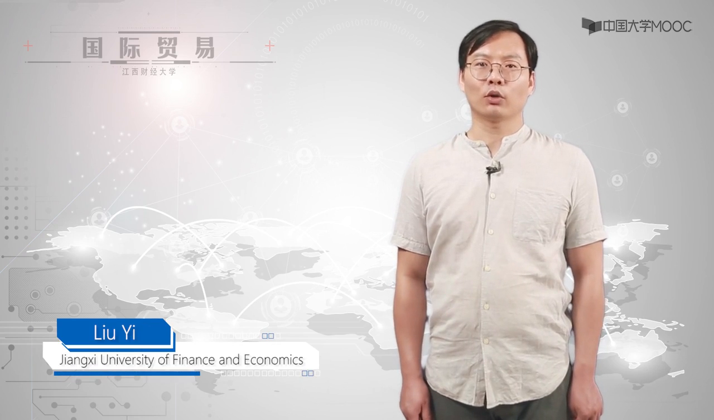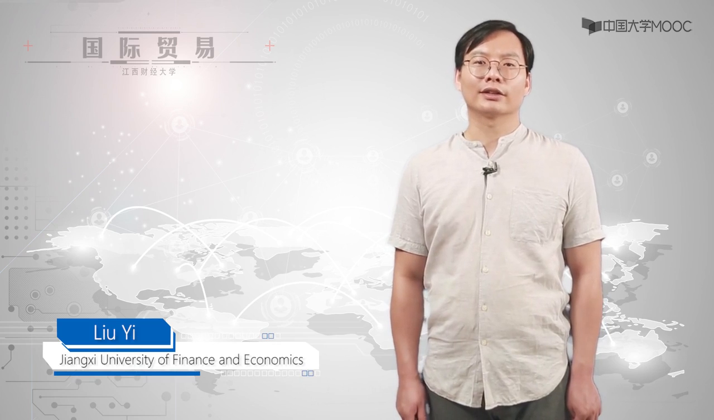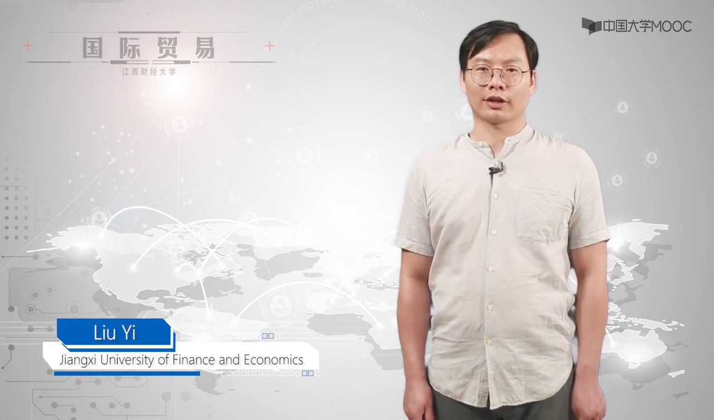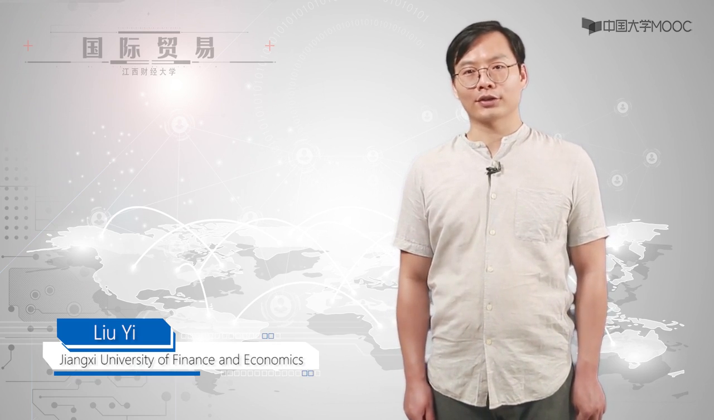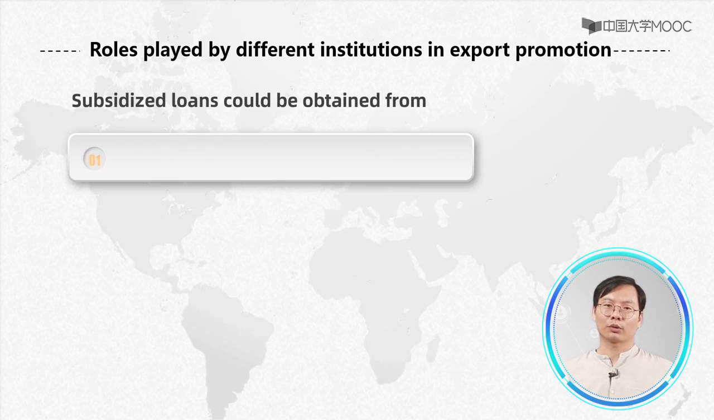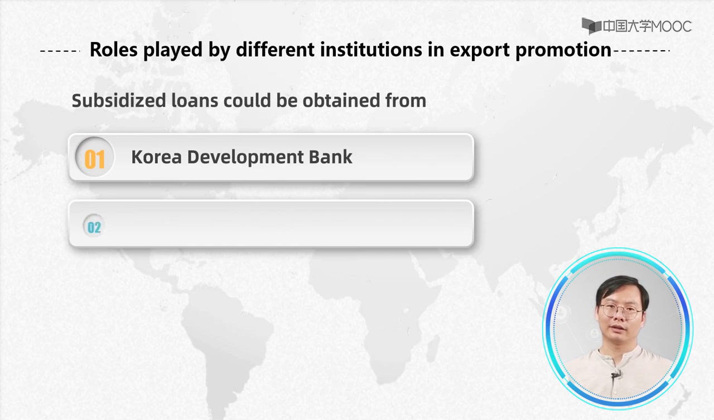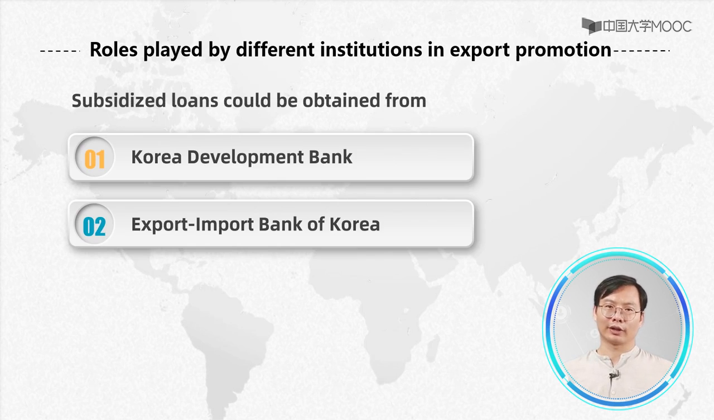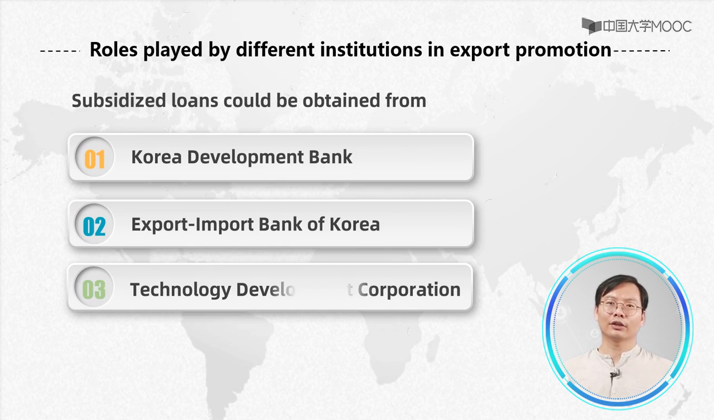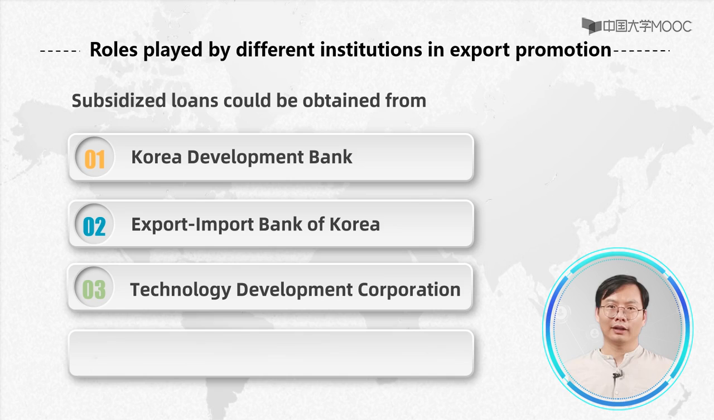In the rest of the video, we will discuss the important government institutions in South Korea according to their functions. There is a cluster of institutions providing subsidized loans. For example, Korean Development Bank, Export-Import Bank of Korea, Technology Development Corporation, National Investment Fund.